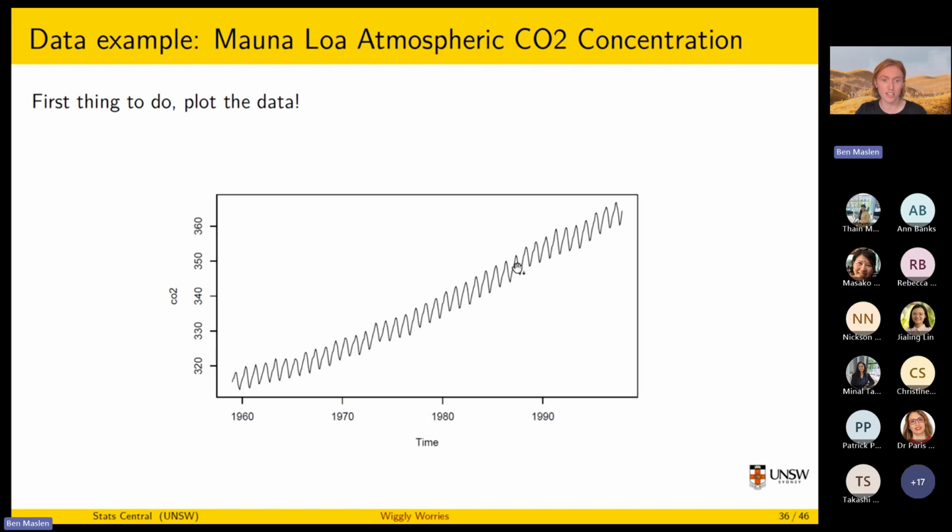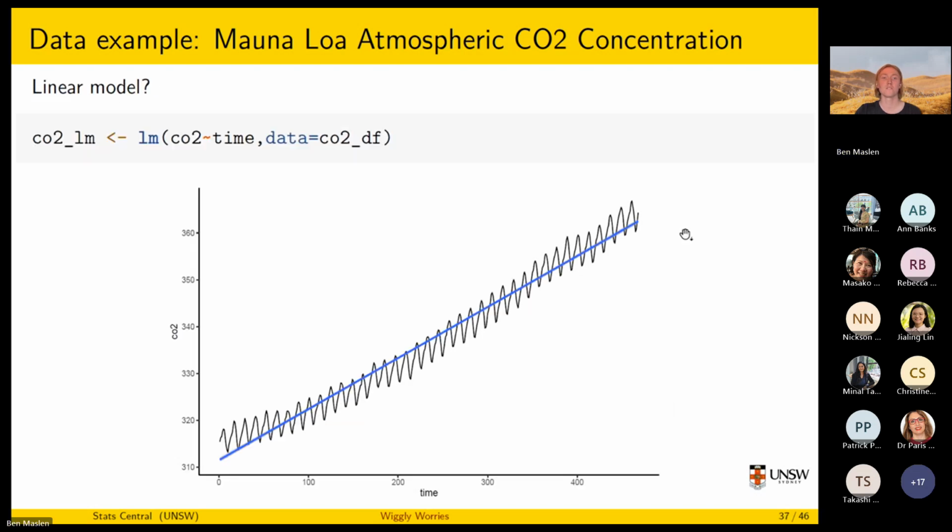And you also see this trend within a year as well. And correct me if I'm wrong, but I'm pretty sure this is from deciduous trees losing their leaves in autumn and winter and not being able to take CO2 out of the atmosphere. And that's why you see that dip and then that rise again. So we want to try and use time to capture this trend.